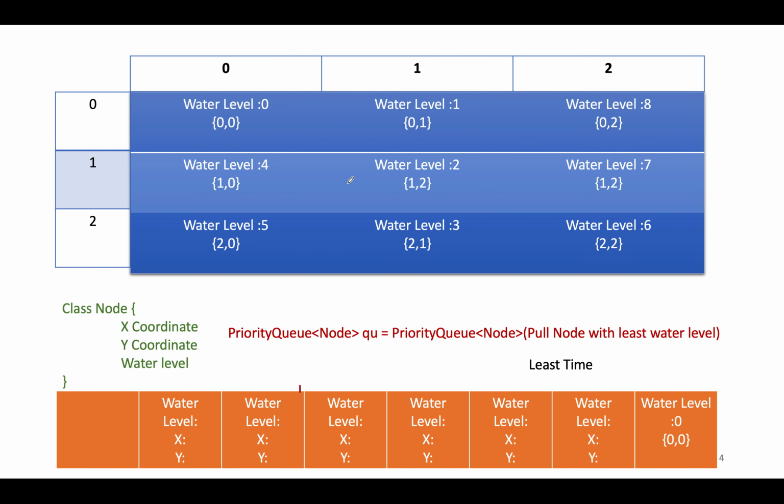Let's try to understand it with a very simple example. We have a grid of 3 by 3 and the water levels are something like this: 0, 1, 8, 4, 2, 7, 5, 3, 6. Let's try to analyze what would be the answer for a swimmer to reach from this position to the bottommost position.